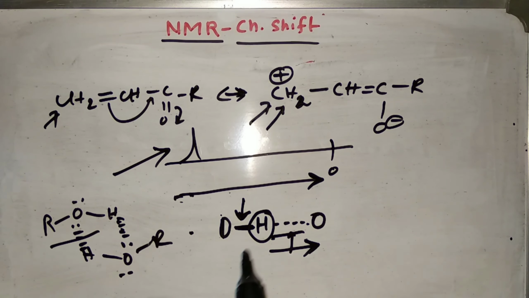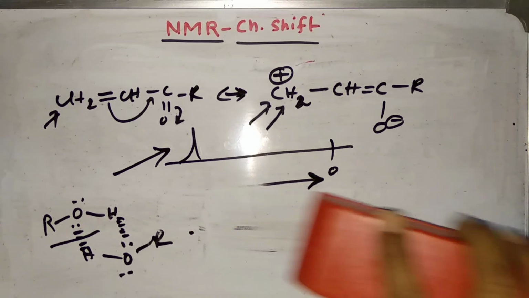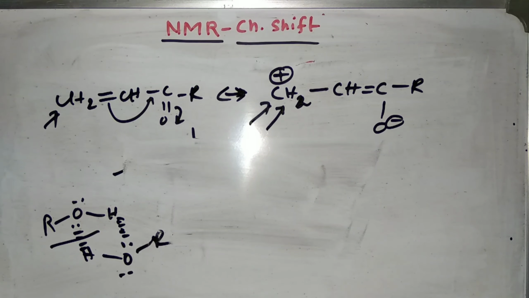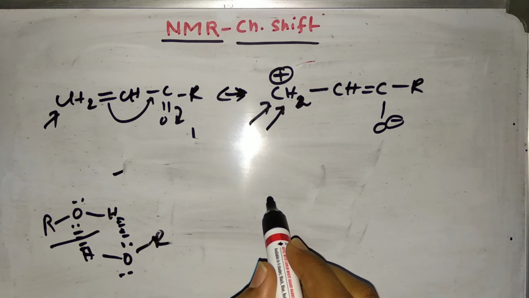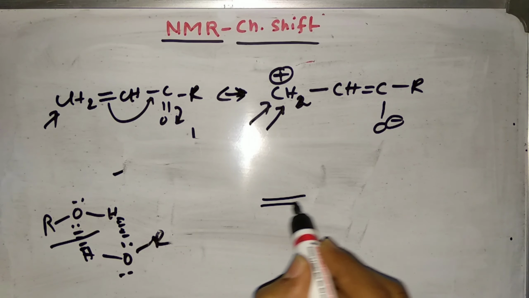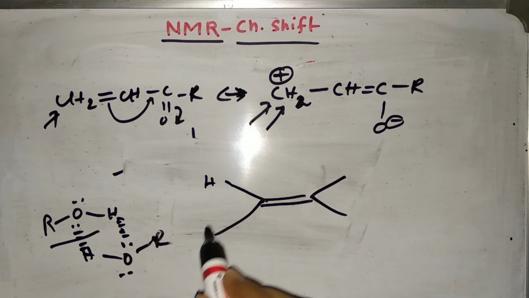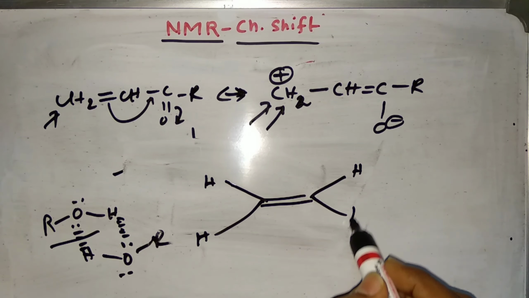Next, coming to another point, that is most important, magnetic anisotropy. The magnetic anisotropy point is very important. For this I just want to draw a picture. Already I have drawn it, but I just want to draw once more. The picture is like this. Let's take an alkene. This is an alkene, and here hydrogen is present.